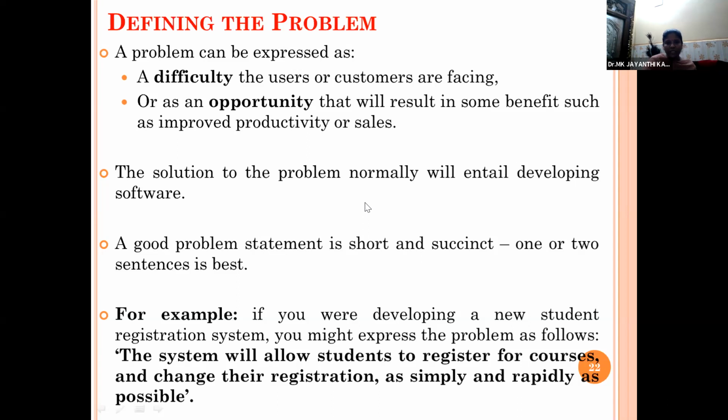A good problem statement is short, and one or more sentences is best. Say, for example, if you are developing a new student registration system, you might express the problem as follows. For the student registration system, the problem statement will look like this: a system will allow students to register for courses and change their registration as simply and rapidly as possible. So you are going to create a project that will automate the registration process, and students can change the registration and access the system rapidly.